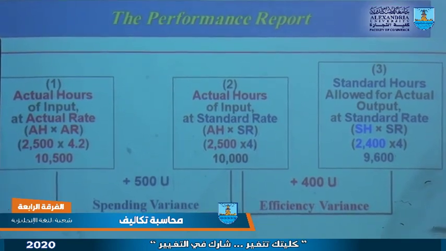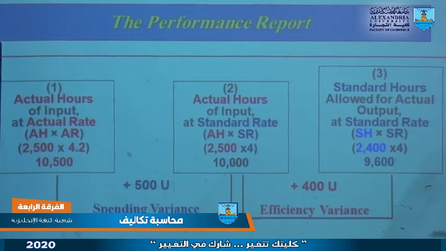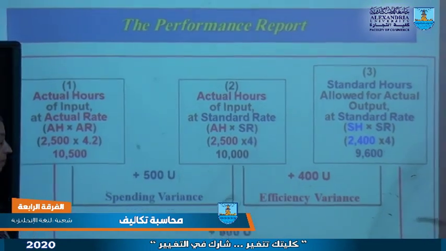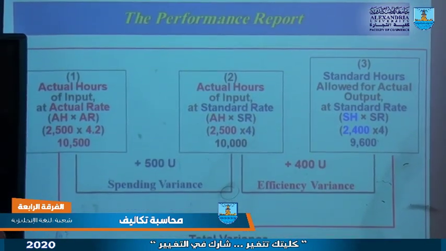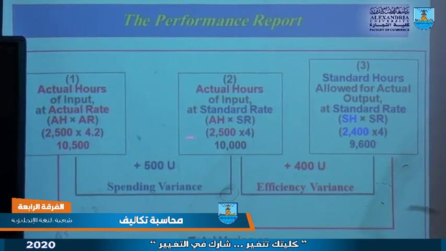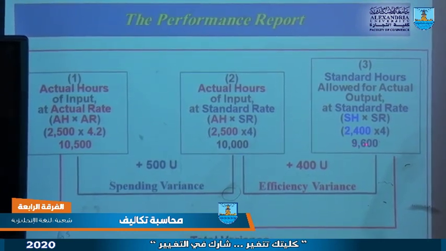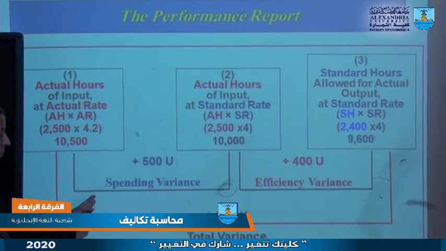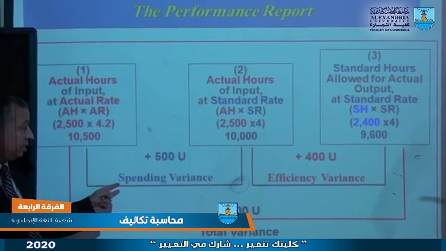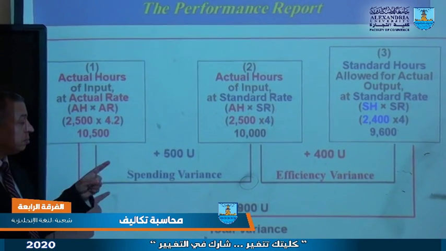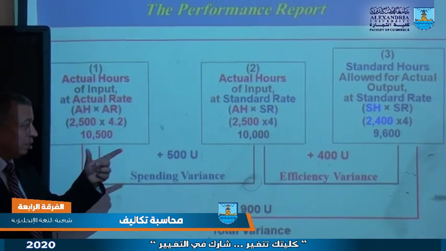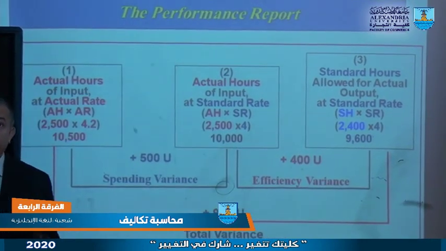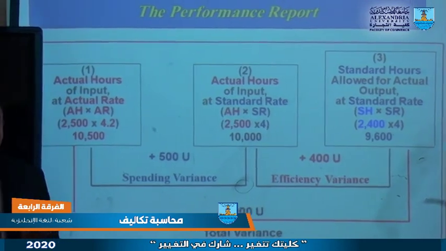The difference between 1 and 3, I mean the difference between actual and standard. Actual here is 10,500 and standard 9,600, so the difference will equal the total variance: 10,500 minus 9,600 will equal positive 900. Don't forget the total of spending, 500, plus efficiency, 400, must equal the total variance. This is how to prepare the performance report for variable overhead.